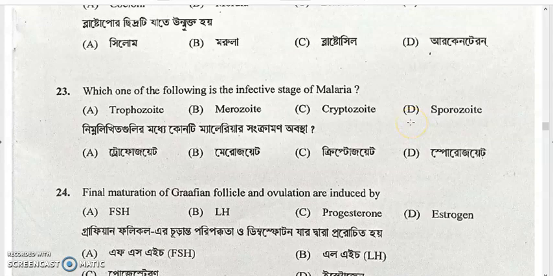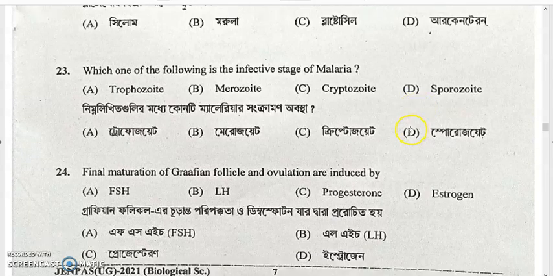Which of the following is the infective stage of malaria? The sporozoite is the infective stage of malaria. Options: trophozoite, merozoite, cryptozoite, sporozoite. So the answer will be sporozoite, option D.